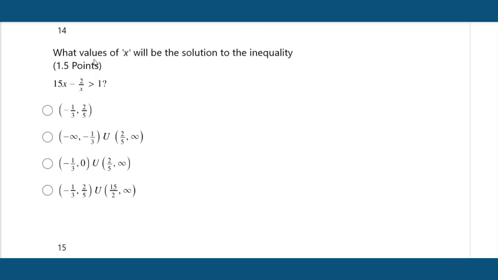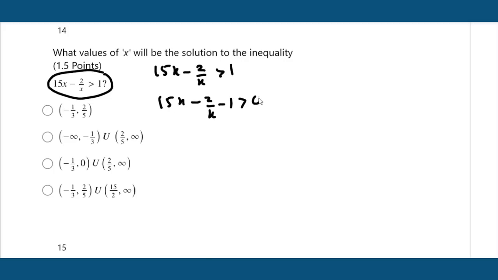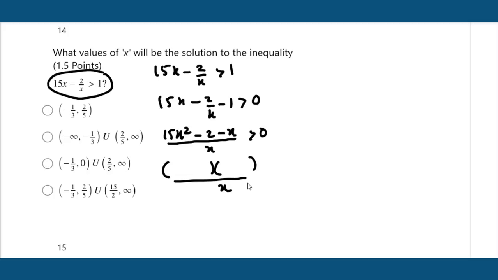Number 14. What values of x will be the solution to the inequality 15x minus 2 over x is more than 1? We can bring 1 to the left and equate the denominator: 15x squared minus 2 minus x, over x. Make sure it is over x. Then this one is a quadratic over x.